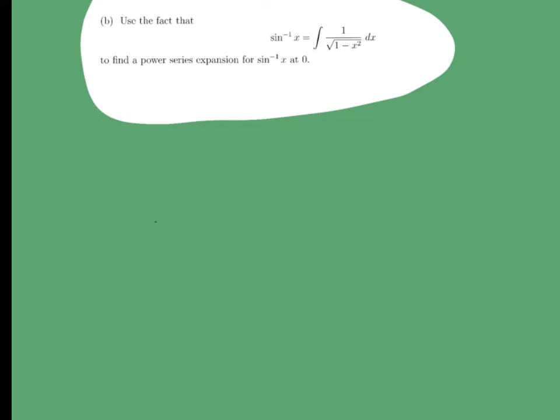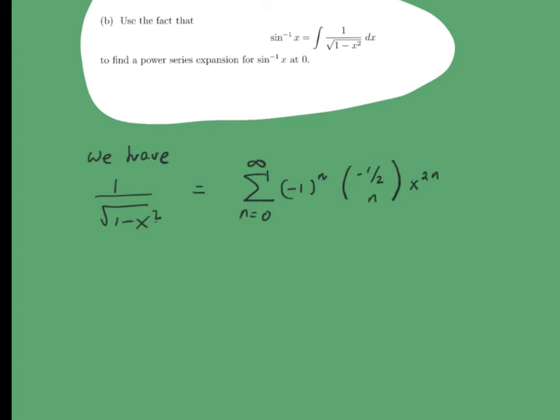And now for part B, we just want to get a power series expansion for the integral of the previous function, so we can integrate the power series we found in part A. This is our power series expansion for 1 over the square root of 1 minus x squared. And it holds true for values of x between minus 1 and 1.